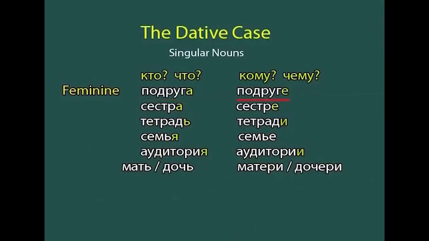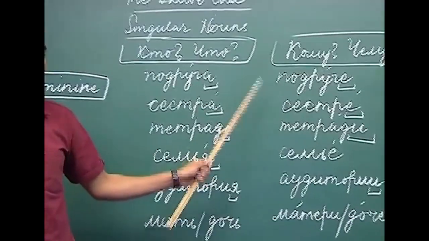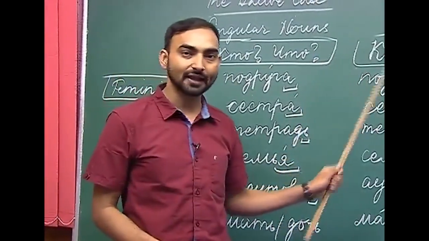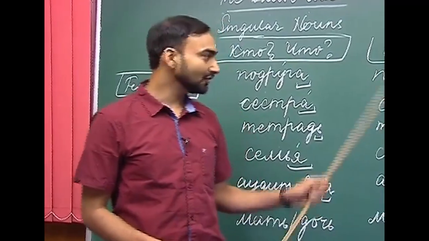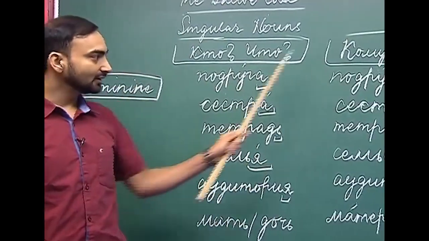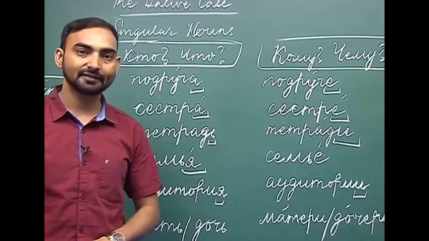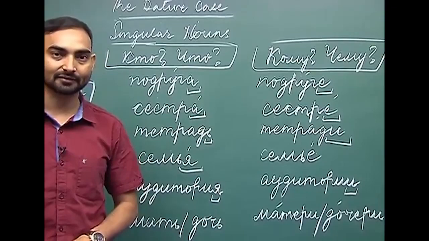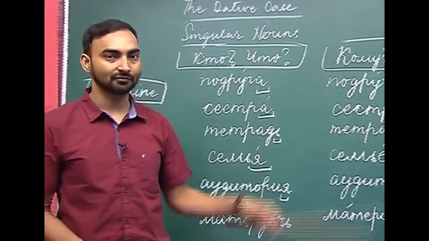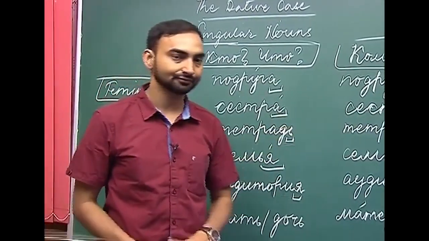So, padruga, padruge, sistra, sistre, chitraj, chitraji, simya, simye, auditoria, auditori, mach, machiri, doch, dochiri. And if you remember the forms of the nouns in the prepositional case, you can find that the forms of feminine nouns in the dative case are the same as in the prepositional case. So, if you know the prepositional case forms, you know the dative case forms as well.